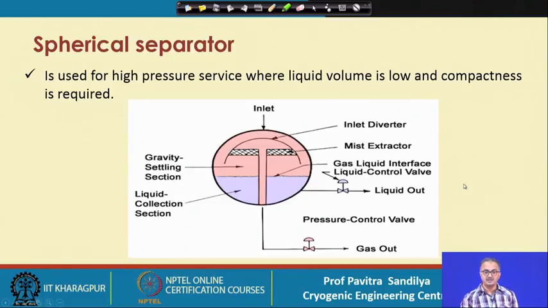Next we come to the spherical separator, and these are used for high pressure services where liquid volume is low and compactness is required. As we know, for a given volume a sphere has the lowest surface area. So in this again we have a similar thing, that here we have the inlet and it is again gravity settling over here, we have the mist extractor over here, and the liquid is taken out from here and the gas moves up from the liquid and it comes through this particular downcomer and it is coming out from this spherical separator. And here we have the flow control device and the pressure control device.